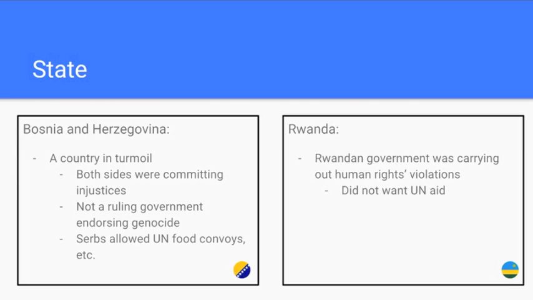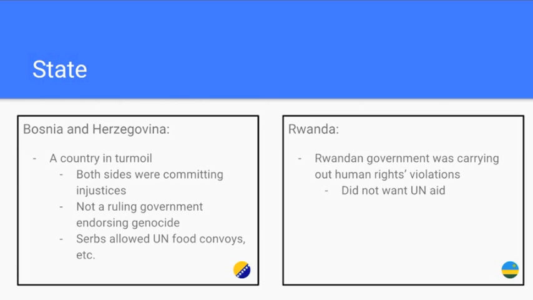At a state level, Bosnia and Herzegovina, it was a country in turmoil, but both sides were committing injustices. So it wasn't a ruling government that was endorsing genocide. It wasn't a ruling government that was killing its own people. The Serbs allowed UN food convoys. They did commit atrocious acts, but there were certain things that the UN was able to do.